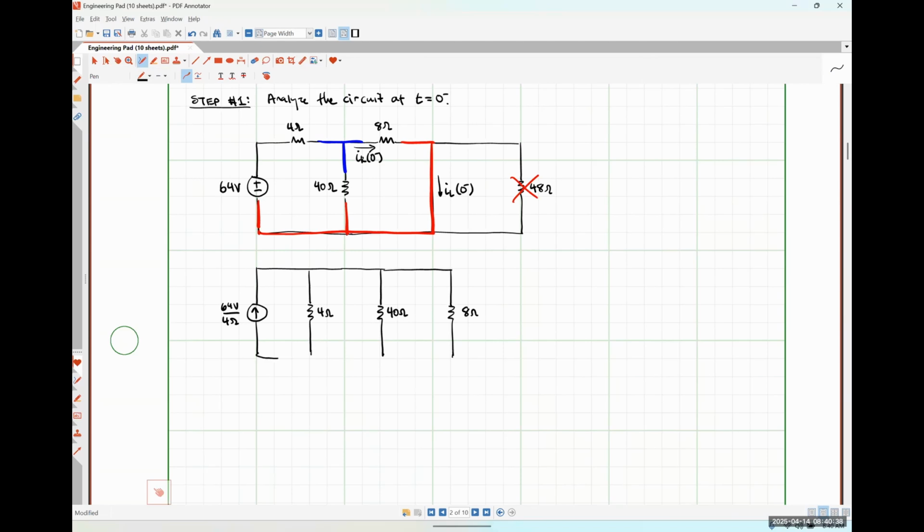And a couple of other things that we can observe. So obviously, this is IR at 0 minus, but that same current is going to flow through the short representing the inductor. So it's going to be IL at 0 minus as well. Are we all okay with that?